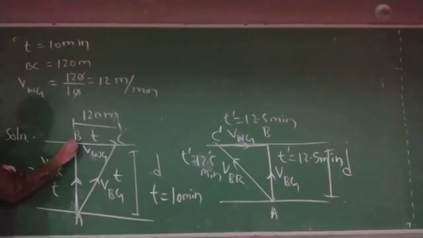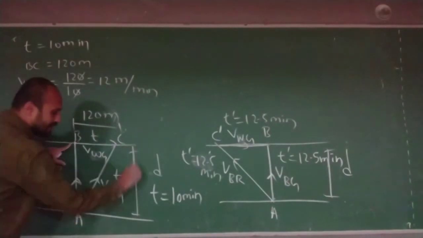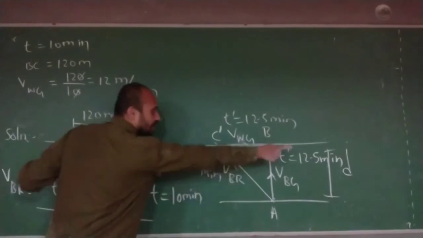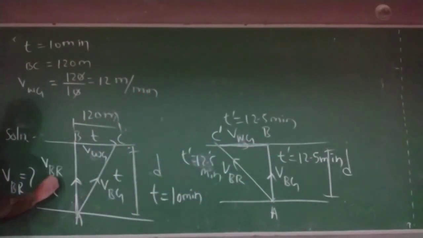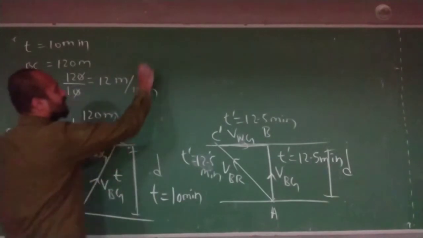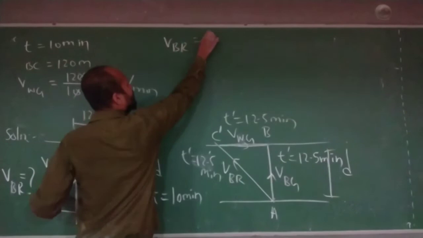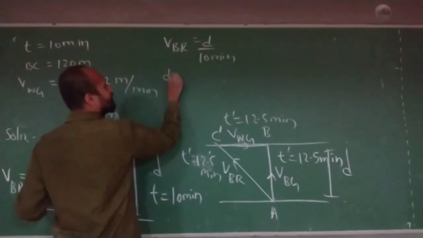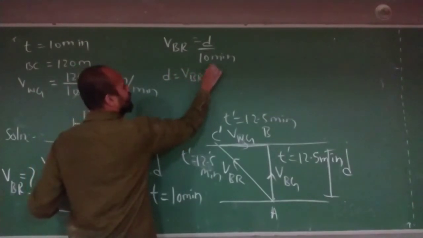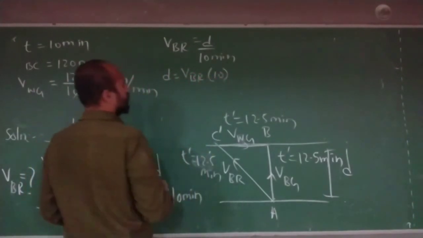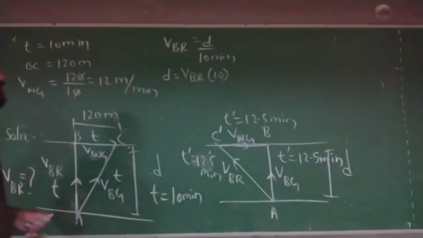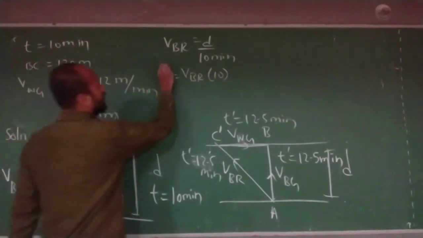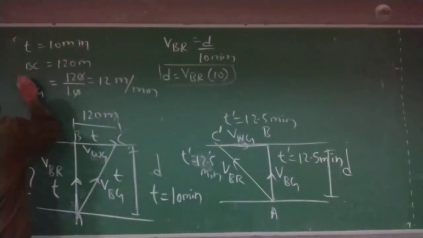See, one common thing, I can calculate what is AB. AB is D here. In this case also AB is D. So T, the time taken, I know, and VBR we want, so I can make a relation here. VBR is equal to D divided by T. T means 10 minutes. So D is equal to VBR into 10. Yes or no? VBR into 10. I can write, correct now? So this is one more relation I can make.